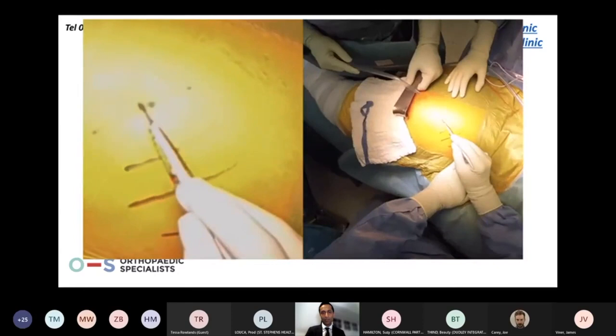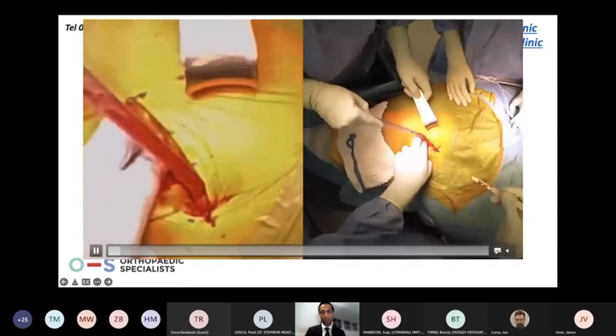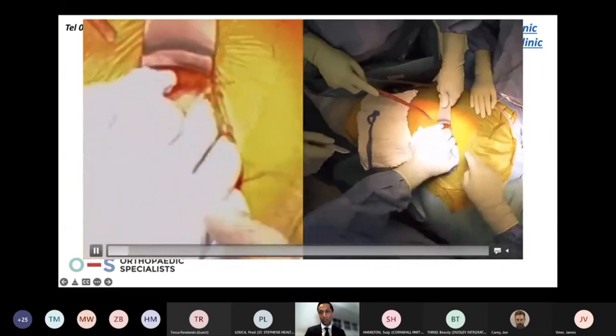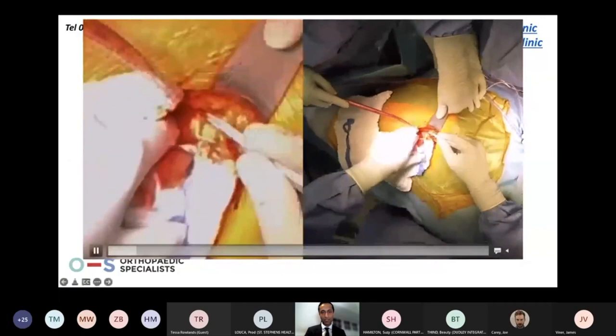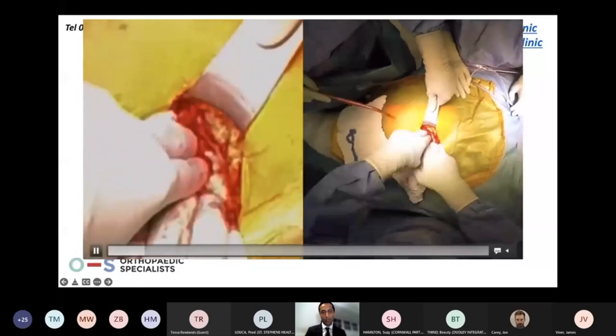This is obviously a sped up video of him demonstrating the procedure. I'm just going to go through the key steps that he's performing. So he's just gone through skin, he's gone through fat, you've got the fascial layer that you go through, you find a natural interval through the tensor fascia lata and the gluteus muscles.